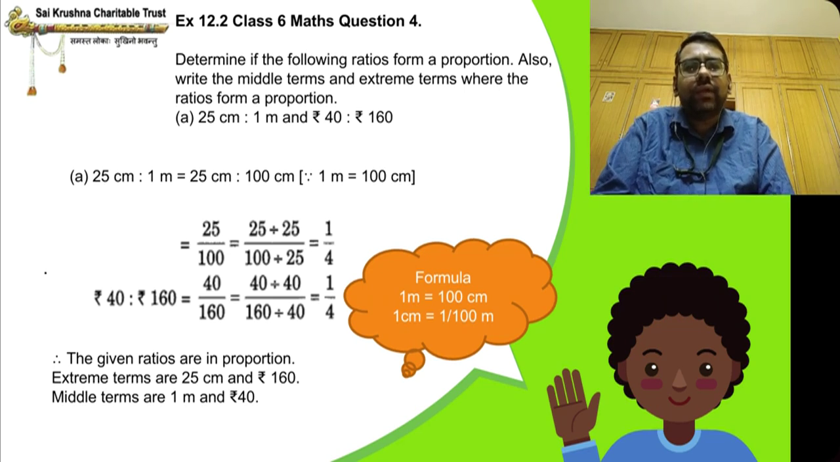They are not the same unit. So we'll convert meter to centimeter. What is the formula? 1 meter is equal to 100 centimeter. 1 centimeter is 1 by 100 meter.